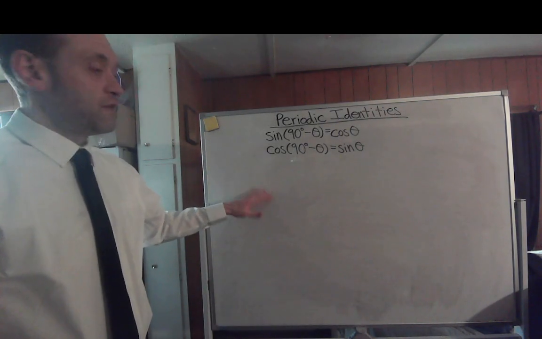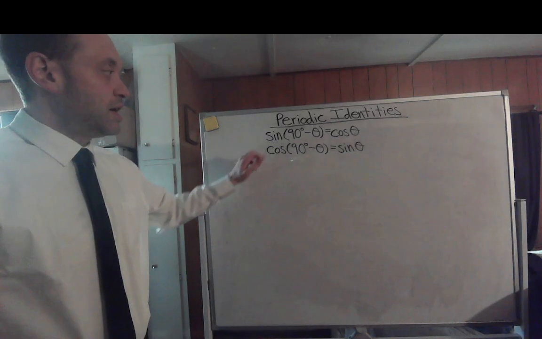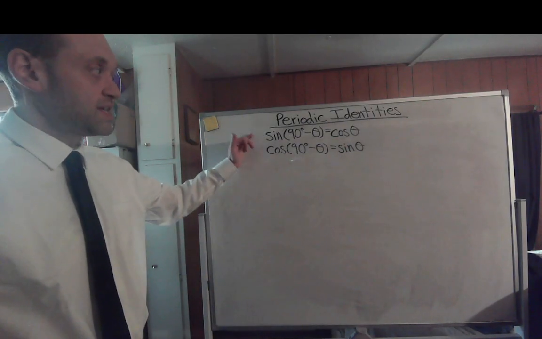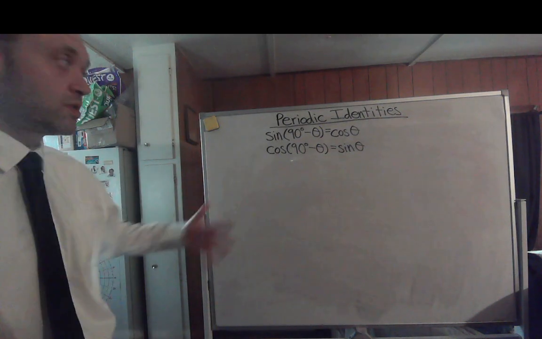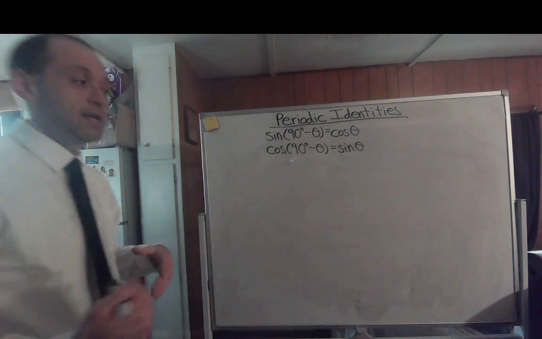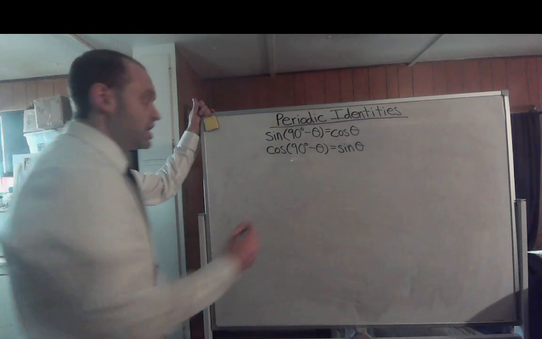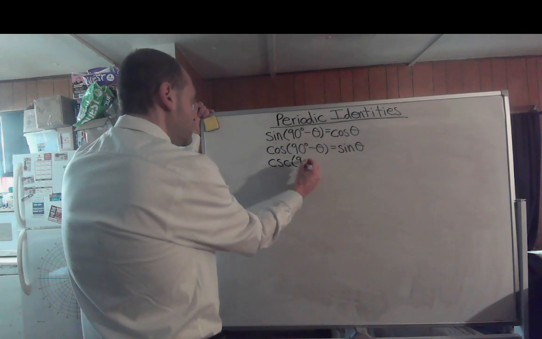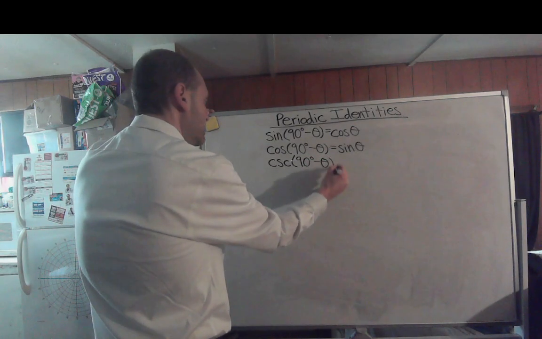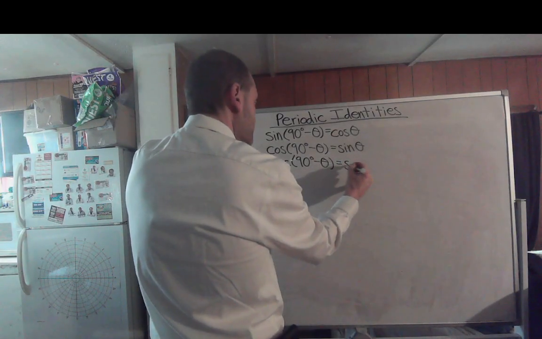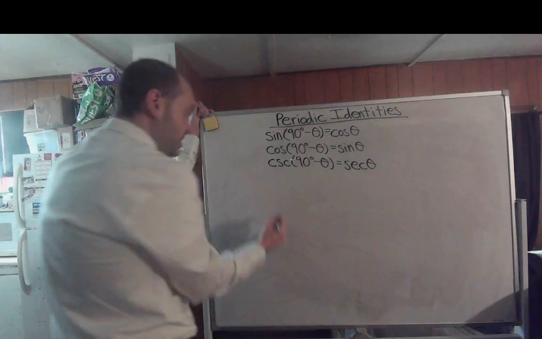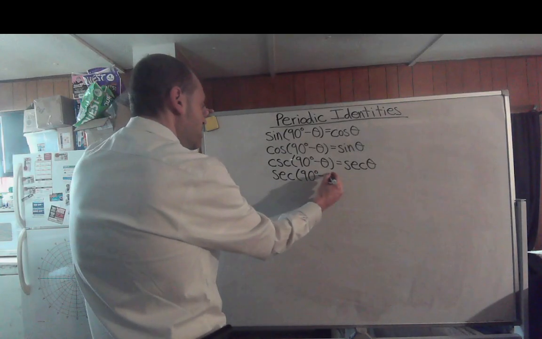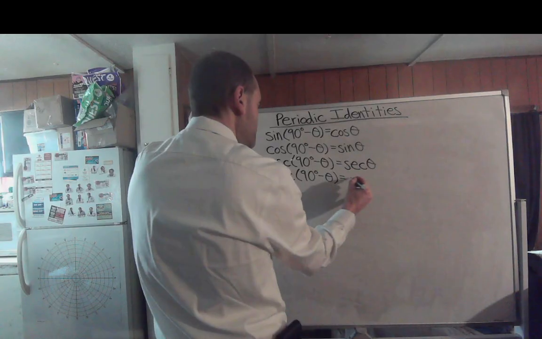So a function of 90 minus an angle equals the cofunction of that angle, because sine and cosine are cofunctions of each other. Thus the sine and the cosine. You can apply the rules to the secant and cosecant also. The cosecant of 90 degrees minus theta would just equal the secant of theta. And then if you took the secant of 90 degrees minus theta, you would get the cosecant of theta.